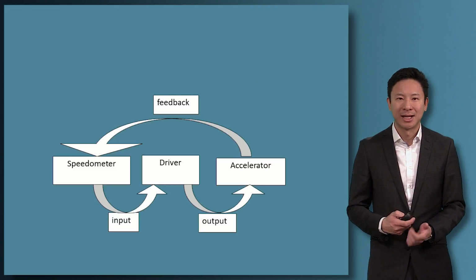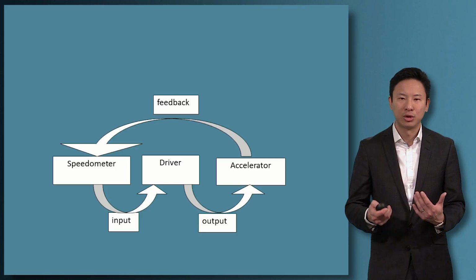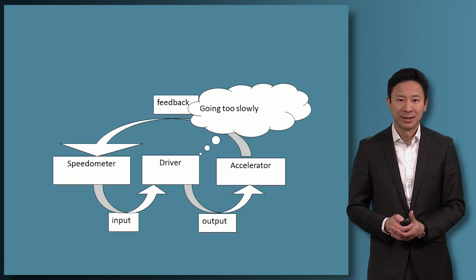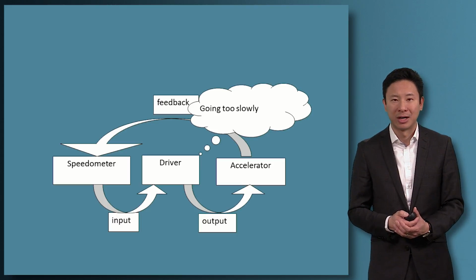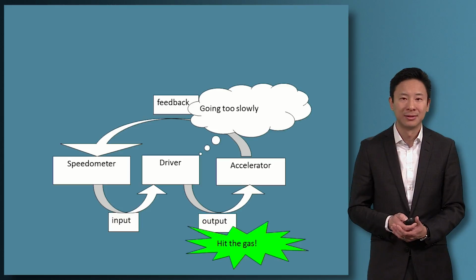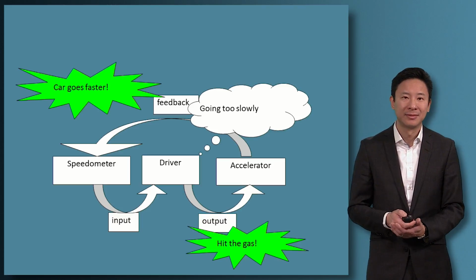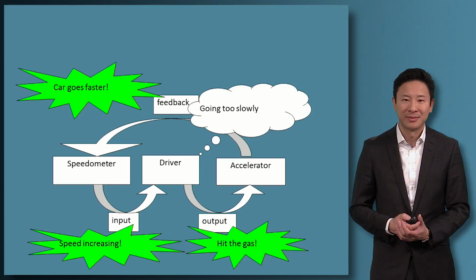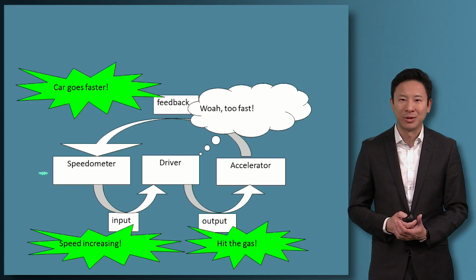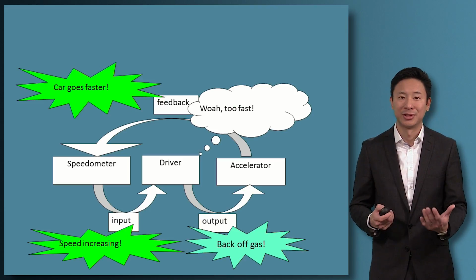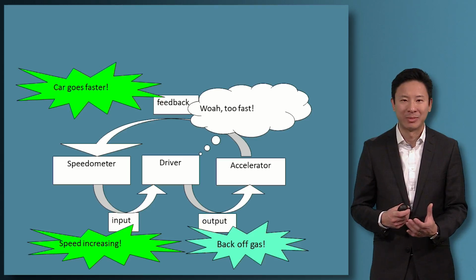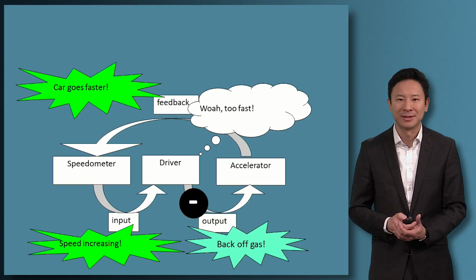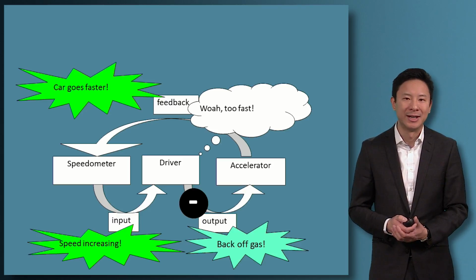Let's go back to that same scenario and look at what might happen if the driver had a different response. So going back to the situation where the driver thinks that things are going too slowly, the driver will hit the gas, the car will start to go faster, and the speed of the car will start to increase. But if the driver decides at this point that this is too much, he'll say, "Whoa, car's going too fast. We have to back off." And so this leads to a different output from the driver. And as a consequence, this is what we call a negative feedback loop.